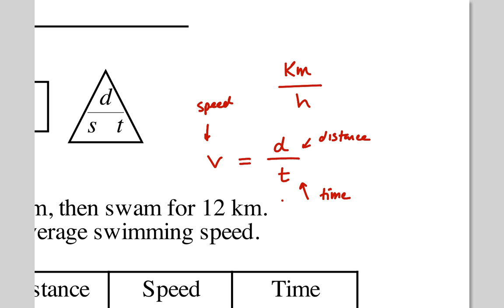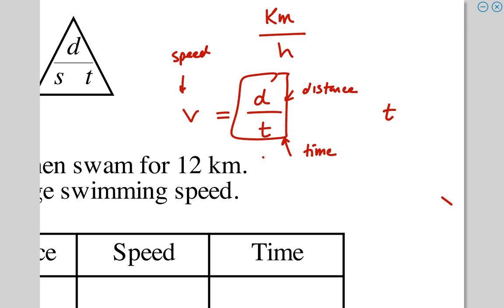So the speed can be expressed as a rational equation. Does that make sense? The speed is rational. Is there another way to rearrange this so it stays as a rational? How to do that? Move the t and switch with the v. So t equals d over v.